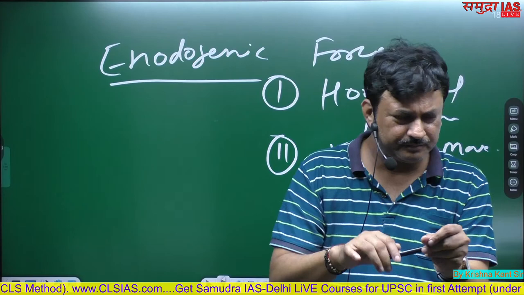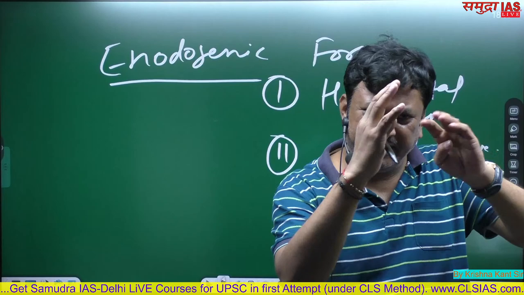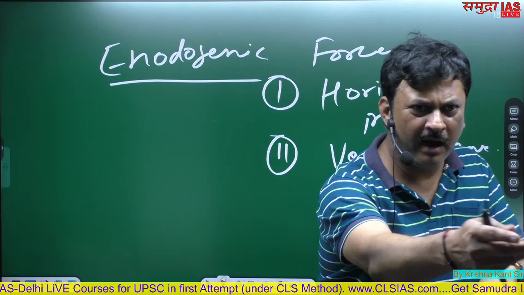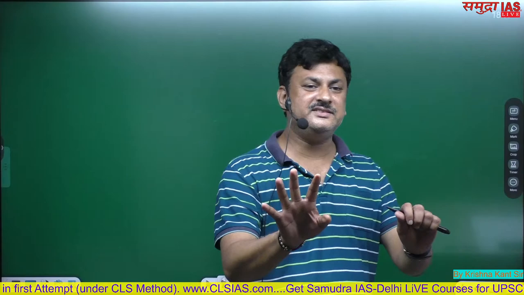And second is vertical movement. Okay? Now can you give an example of vertical movement of the crustal part? How is mountain a vertical movement? Look, don't confuse. Look here. Yes, I want an answer because this is a very important thing.